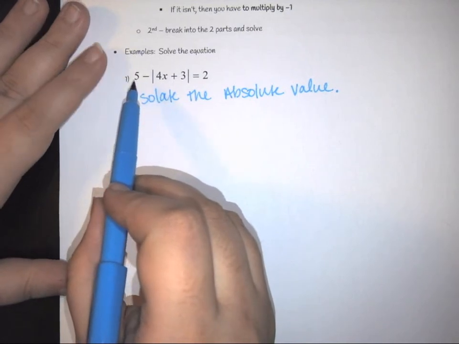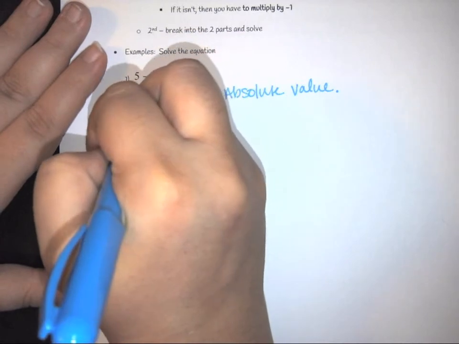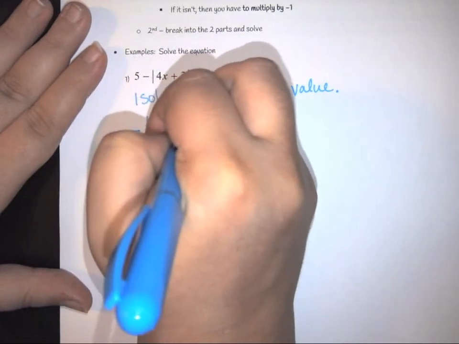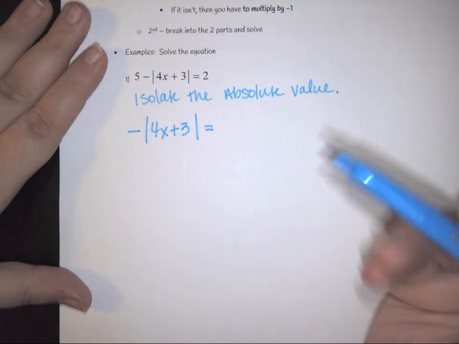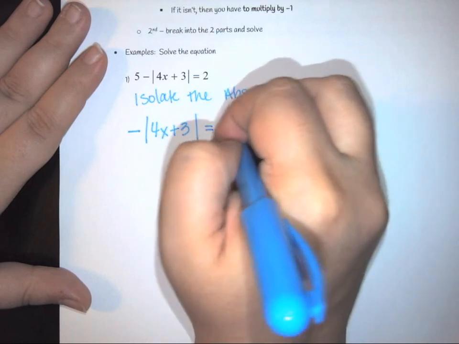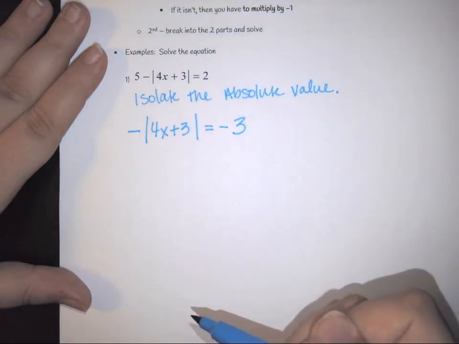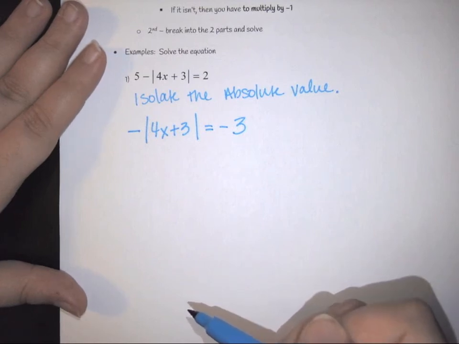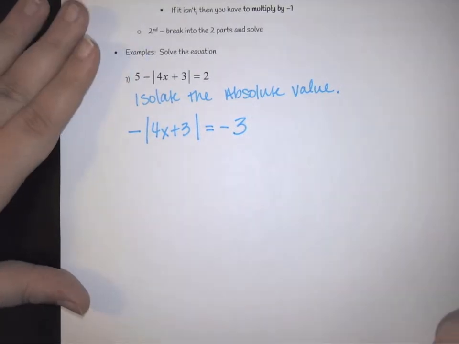And so in order to do that, it is positive, which means I have to subtract. So this becomes negative absolute value of 4x plus 3 equals, and we need to do 2 minus 5, gives us a negative 3 as a result. Now I need to divide everything by that negative in order to remove it. The other way you can look at it is you can look at multiplying everything by the negative. But the end result is that your absolute value must be a positive.